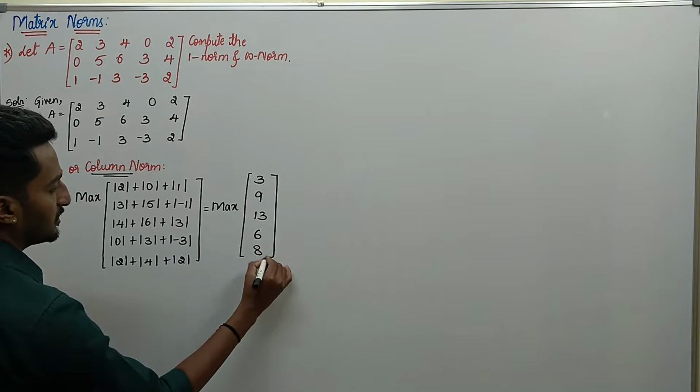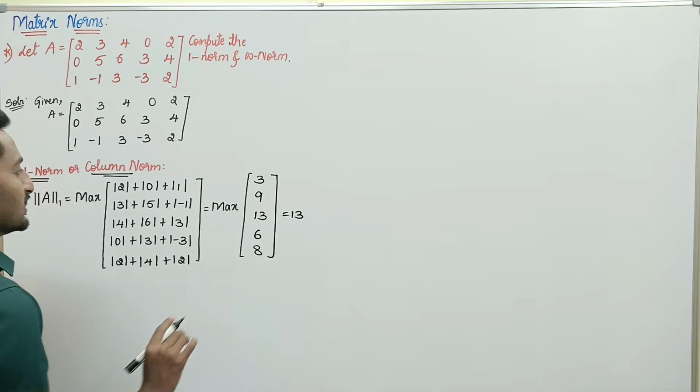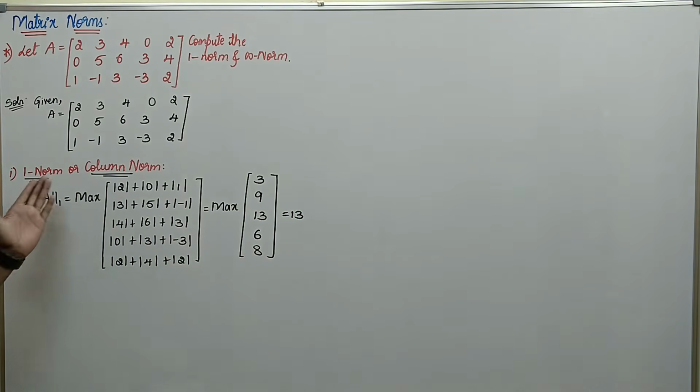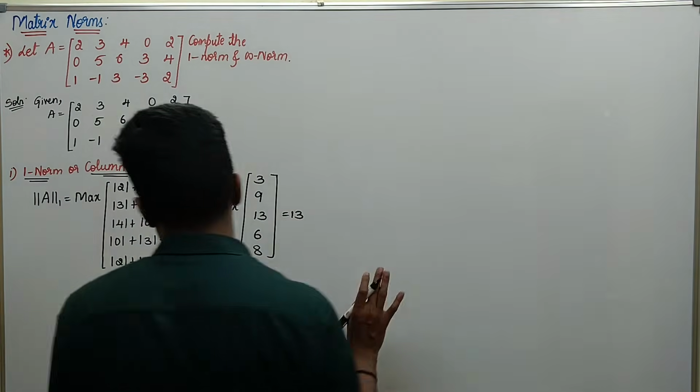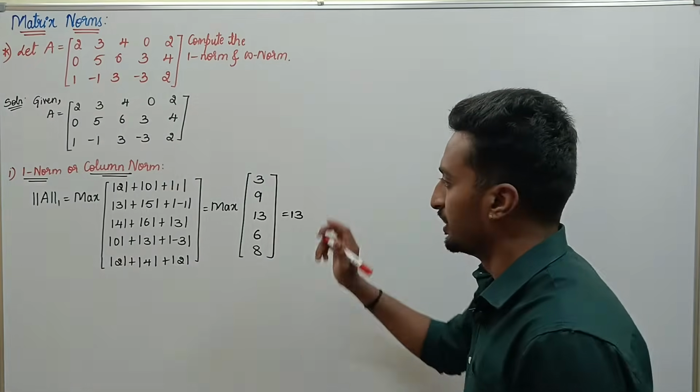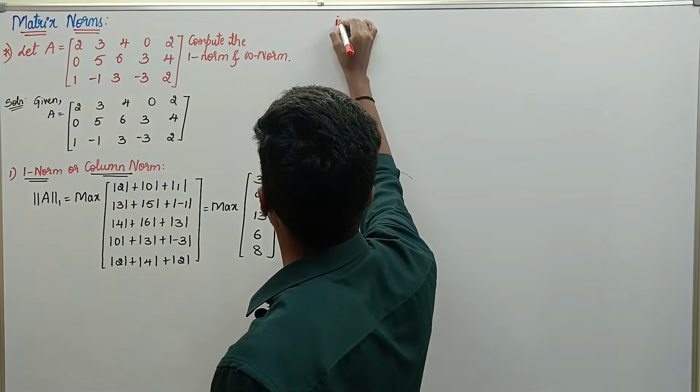Which is the maximum? The maximum is 13. That's it. This we call the column norm or one norm. This much is only the solution. Done, nothing more. Next we are supposed to find the infinity norm.